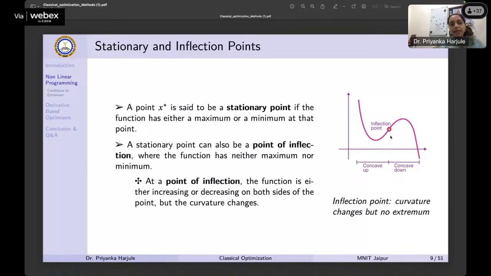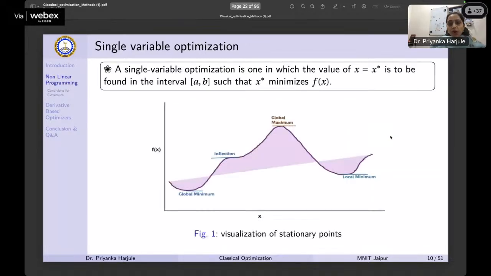At a maximum point, the function is changing from increasing to decreasing. At a minimum point, the function is changing from decreasing to increasing. But at the point of inflection, there is only a curvature change. There is no extremum at this point. So these are the stationary points. How do we determine these stationary points?